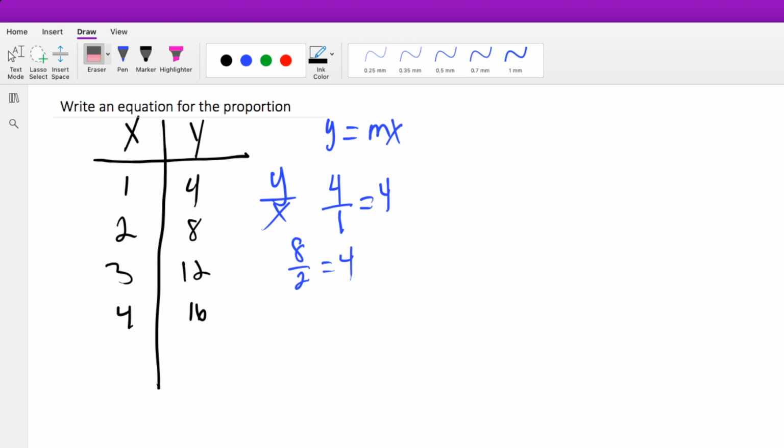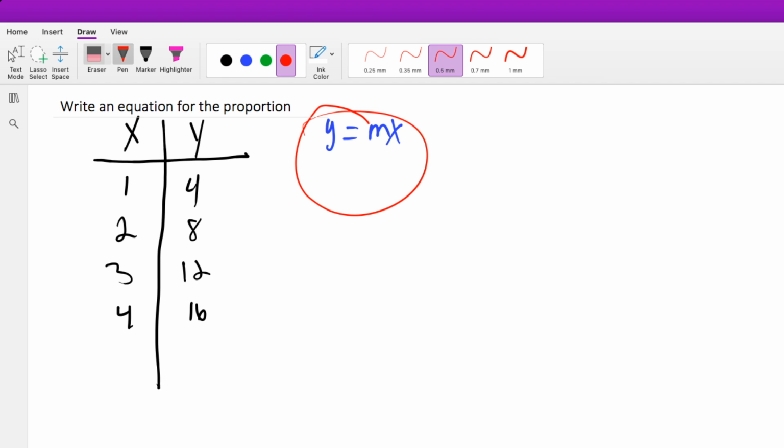So now that we know that 4 is our slope, we just plug it into our little thing right up here. y equals 4x. And that's it.